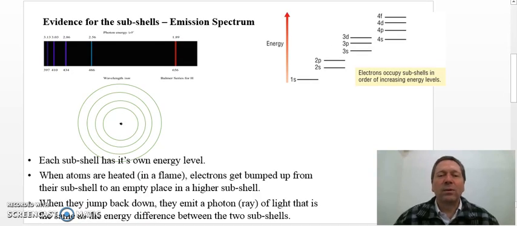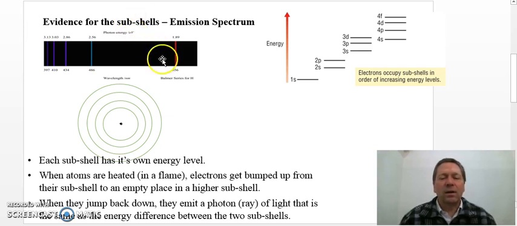One of the main reasons why we think electrons go into shells and subshells is that if you take some hydrogen gas and you heat it up, then the gas gives off light, but it doesn't give off light all through the spectrum. It doesn't give off all the different colors. It only gives off certain particular colors and not any other colors.